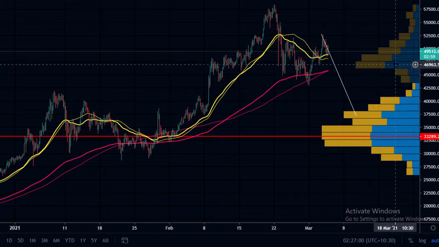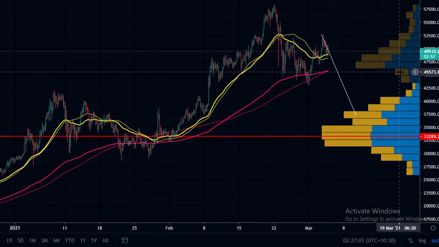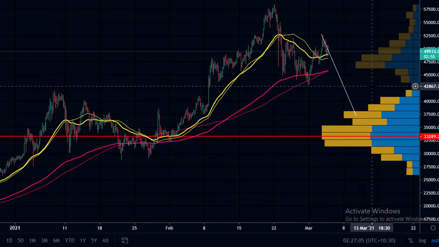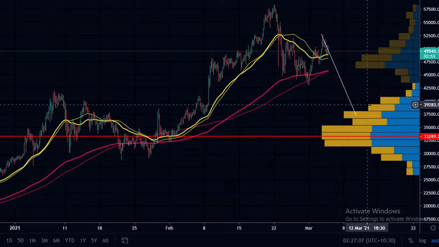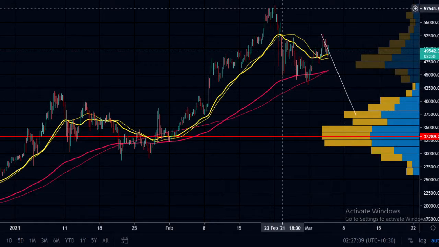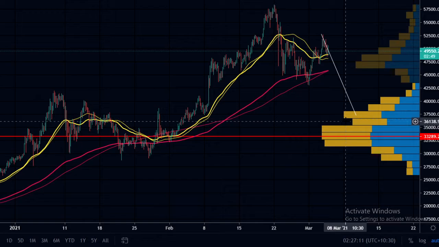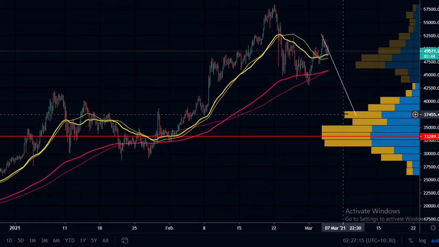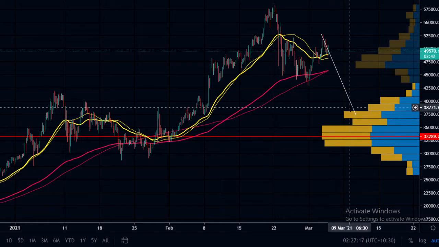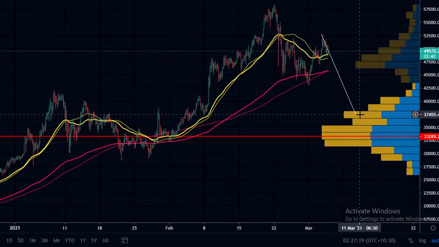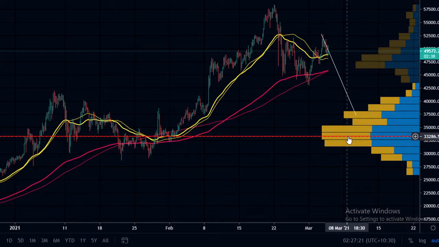And just looking at the volume profile here, we can see there's not much traded in this range. So we could see a quick drop down, and the measured move as shown on the previous chart would take us down to about 37,300. And we can see that's where the support starts to come in on the volume profile, with the biggest spike here around 33,000, 34,000.